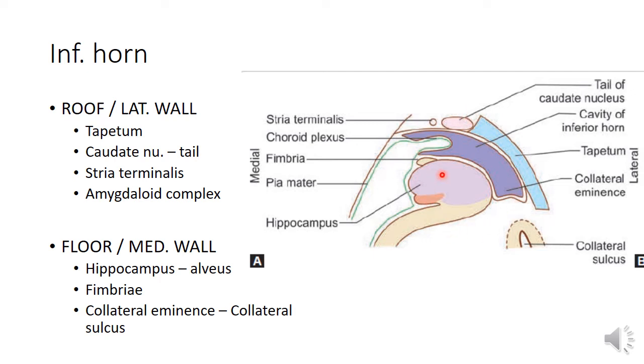Now the floor of the inferior horn of the lateral ventricle is mainly formed by the hippocampus and the white fibers which cover it, which is called the alveus. And there are the fimbriae, and there is an indentation produced by the collateral eminence, which is produced by the collateral sulcus. So these are the structures bounding the inferior aspect of the inferior horn of the lateral ventricle. Now let's see the third ventricle.